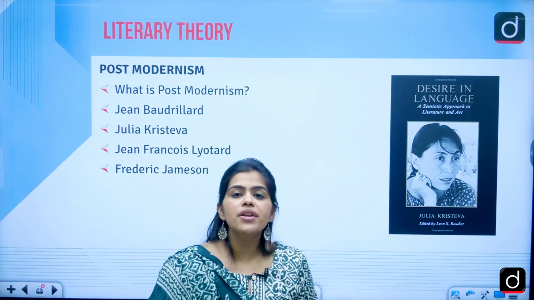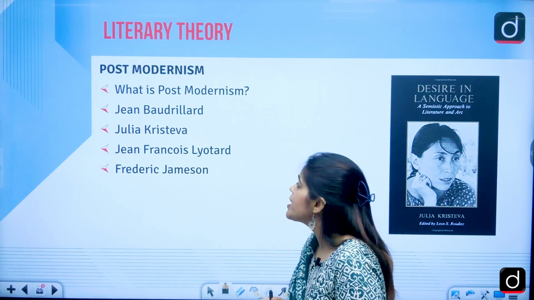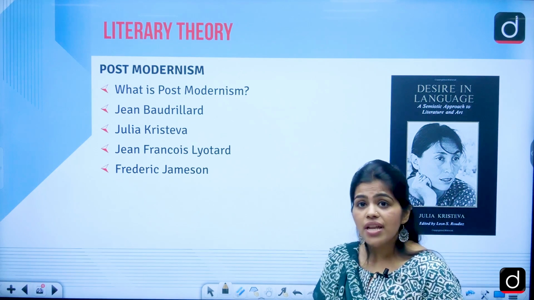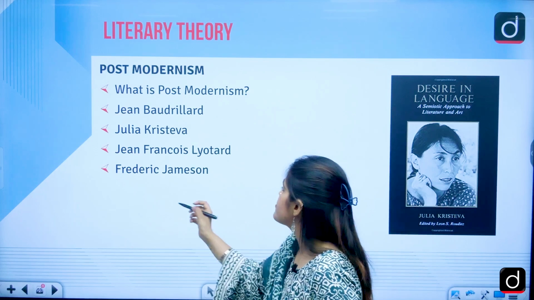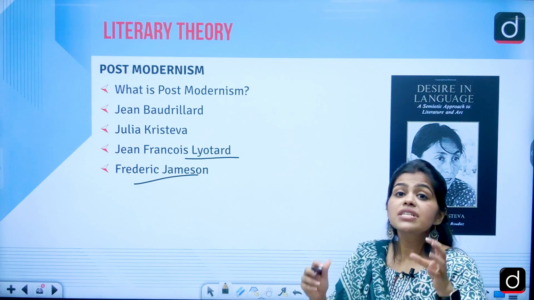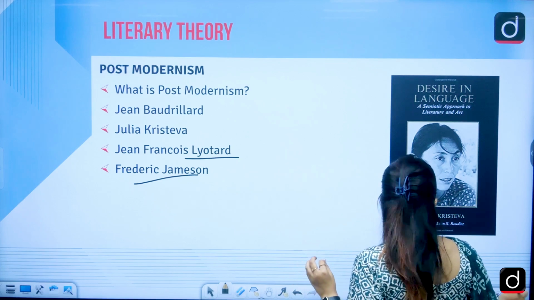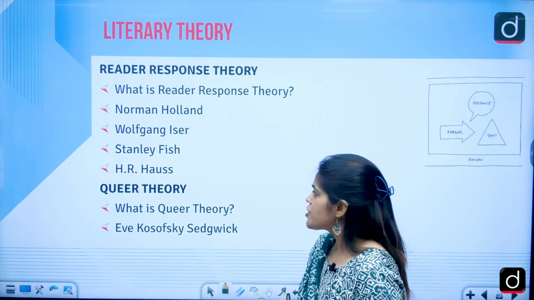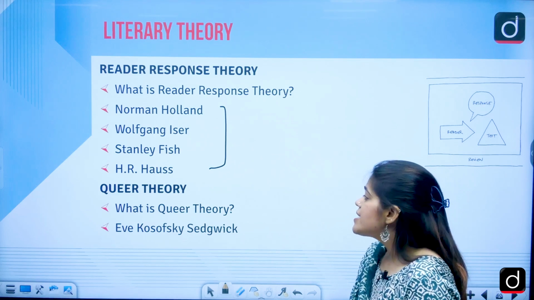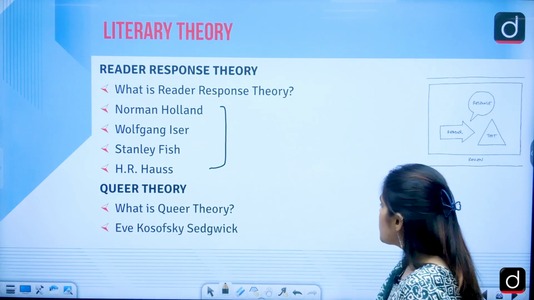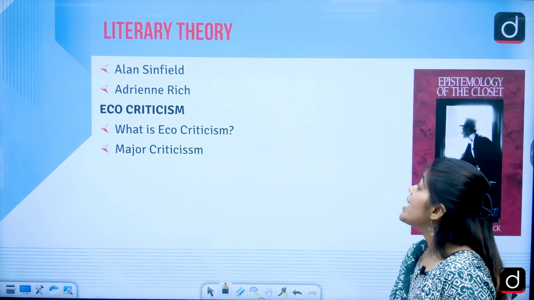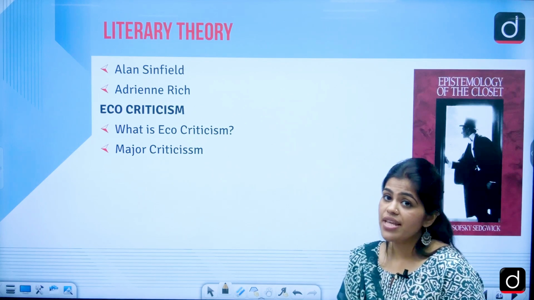Then comes the postmodern critics. Postmodern literary theory incorporates writers like Julia Kristeva, Jean Baudrillard. There are writers like Fredric Jameson, Lyotard, and we'll be dealing with the works. And as I told you, the different terms associated with them. Then comes reader response theory, in which we'll be studying writers like Stanley Fish, Iser, and comes queer theory, in which Sedgwick is very important. Then we have Alan Sinfield, we have Adrienne Rich, that is very important.